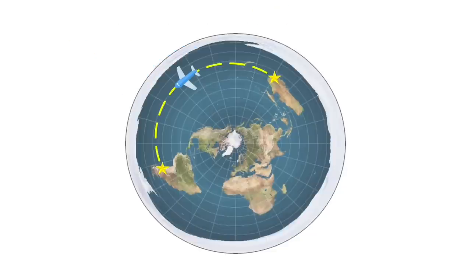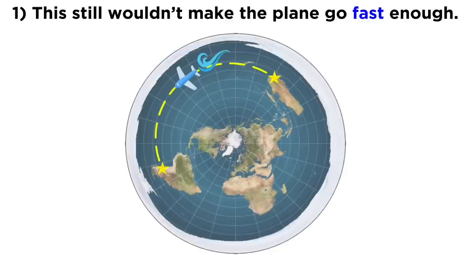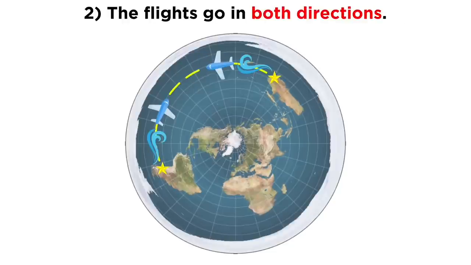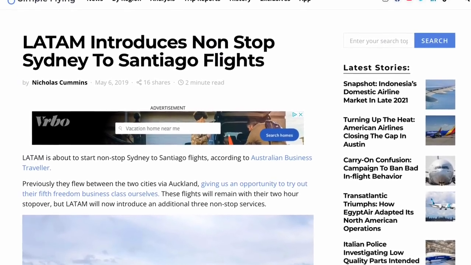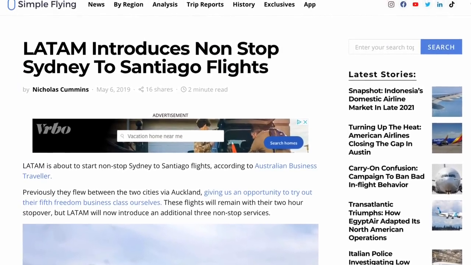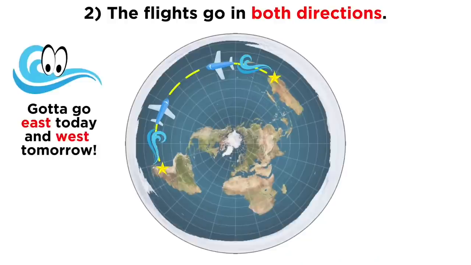There are several problems here. First of all, this boost from the imaginary wind still isn't anywhere near enough. This arc is stupid long. Second, this flight goes both directions, east and west. How does the wind know which way the plane is going?